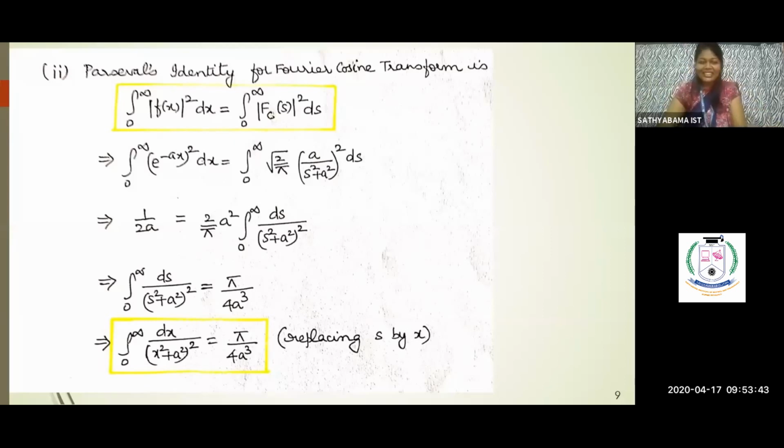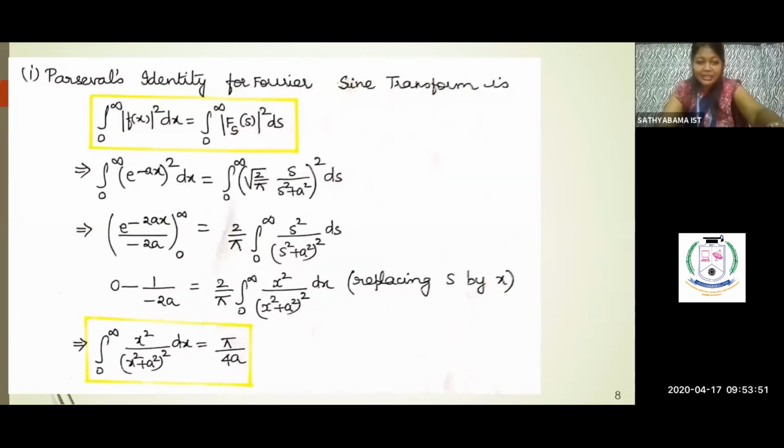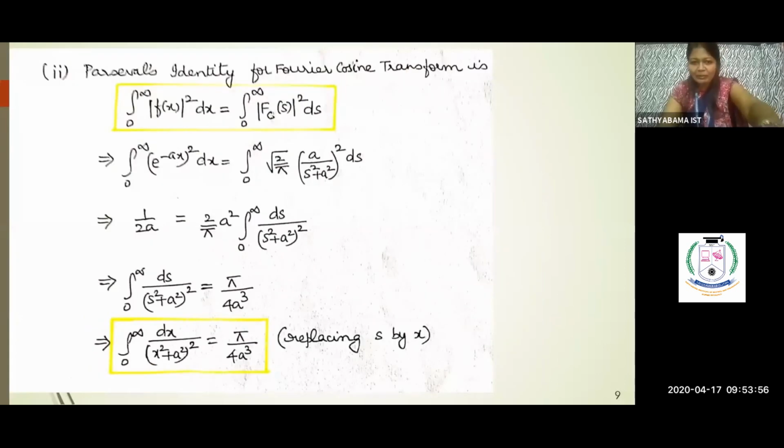Now look at the left hand side. Left hand side integral we've already evaluated. Please look in the previous slide. I've already found it out to be 1 by 2a, so I've written it straight away. 1 by 2a is the left hand side. Right hand side I will get 2 by pi. A square is again a constant, so I'm taking it out, and I'm left with integral ds by s square plus a square the whole square.